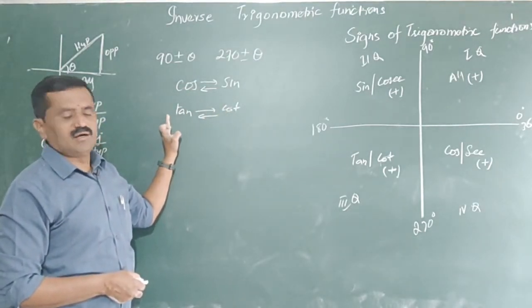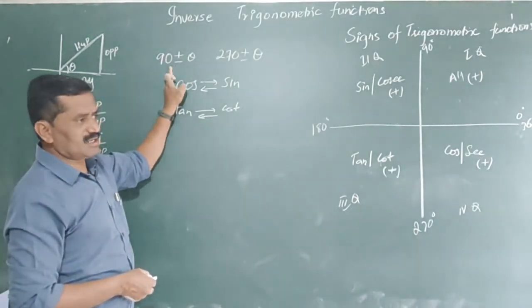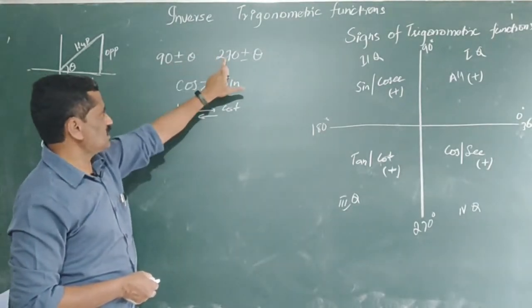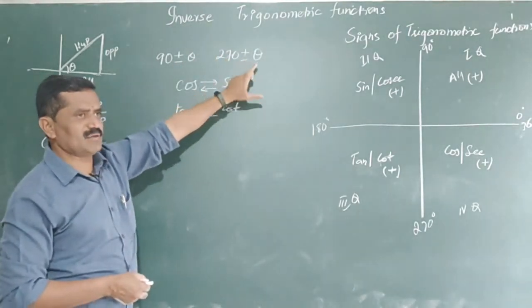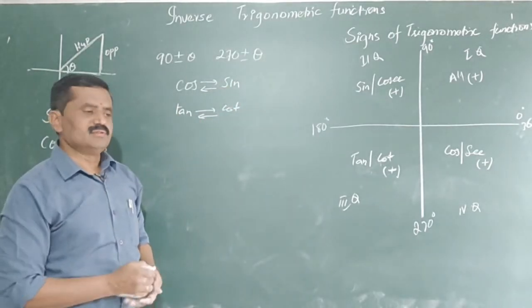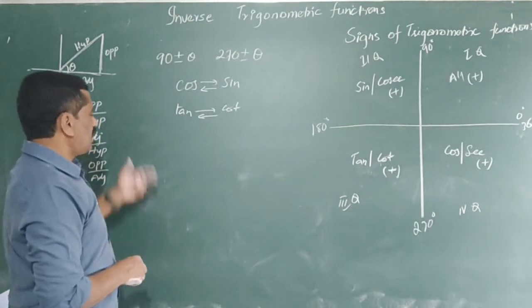Okay, you have to once again observe in which quadrant this particular range, that is 90 plus or minus theta or 270 plus or minus theta, lies. Okay, for example, we'll consider, okay, or also another one.